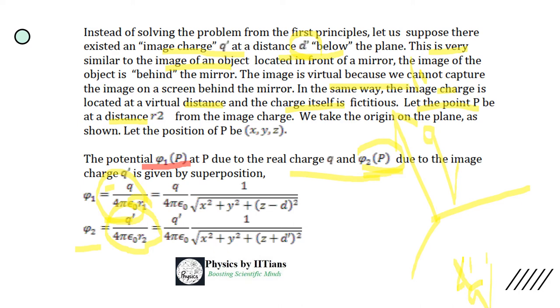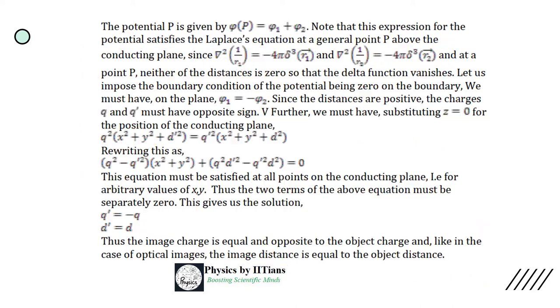So the Z coordinate will be the only one changed. For the plus Q charge, the Z coordinate will be z minus d, and for the virtual charge, the image of the real charge, the Z coordinate will be z plus d prime, because the distance between them is d prime. So with Q prime, phi1 equals Q by 4 pi epsilon naught times 1 by root over x square plus y square plus (z minus d) whole square, and phi2 equals Q prime by 4 pi epsilon naught times 1 by root over x square plus y square plus (z plus d prime) whole square.